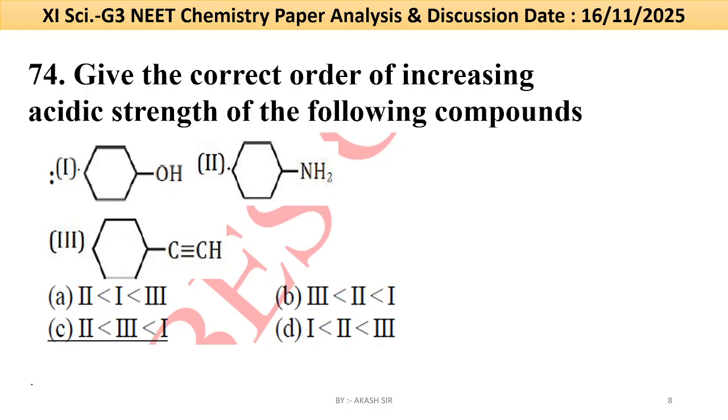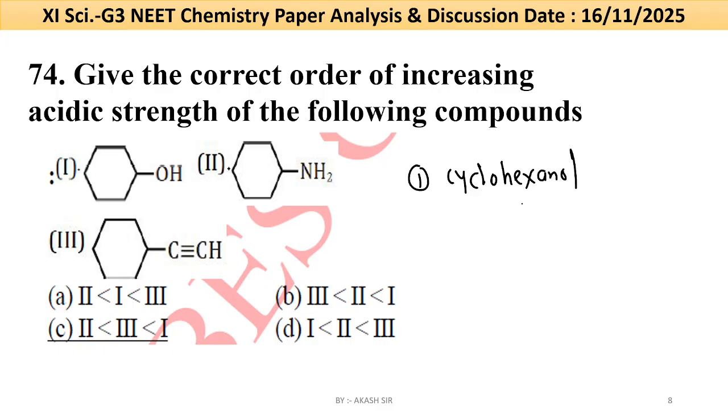Give the correct order of increasing acidic strength of the following compounds. Here in the question, you want to know the acidic strength of the compounds. To determine the correct order of increasing acidic strength of the given compounds, we need to analyze the nature of the functional groups attached to the cyclohexane ring and their influence on the acidity. Identify the compounds. Here, the first compound is cyclohexanol.